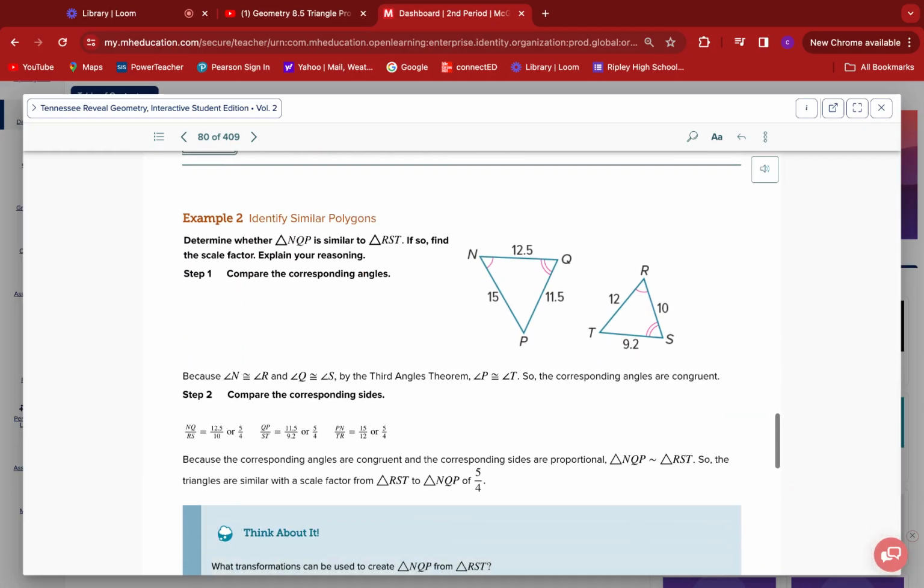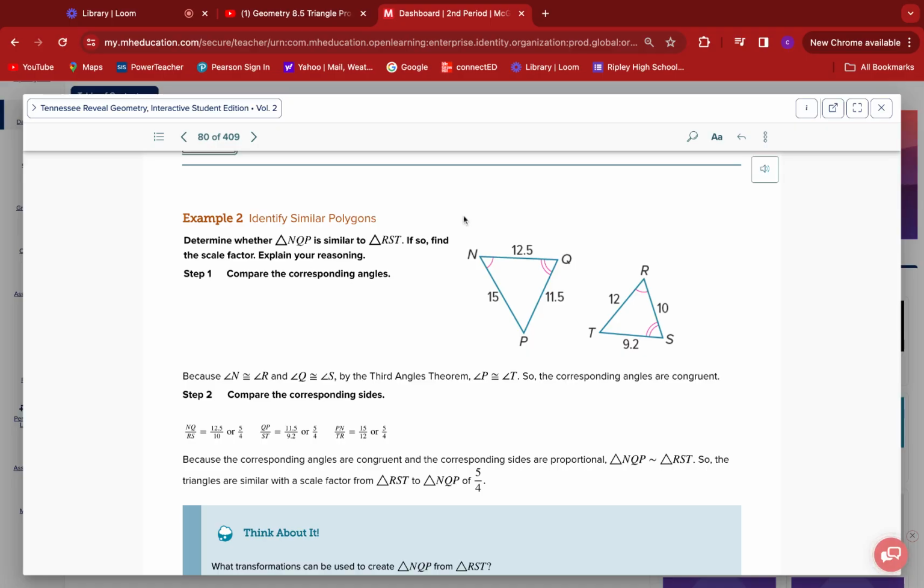Example number 2. Okay, so we are on page 470 in the middle of the page, example 2. And it says identify similar polygons. Determine whether triangle NQP is similar to triangle RST. If so, find the scale factor, explain your reasoning. All right, one more time.